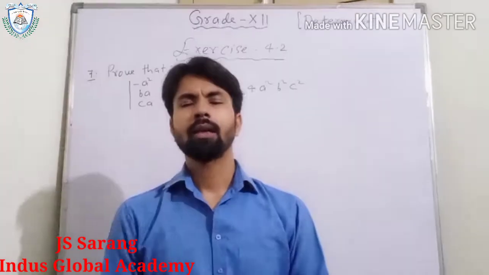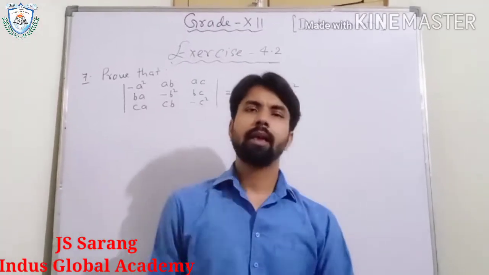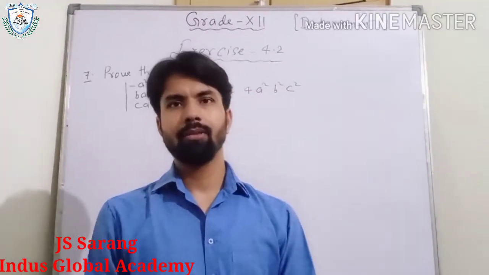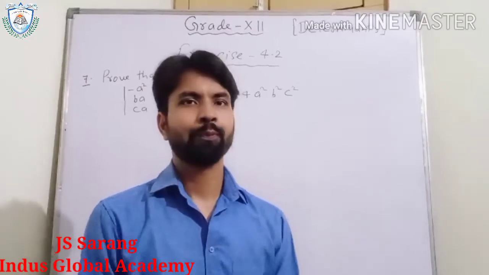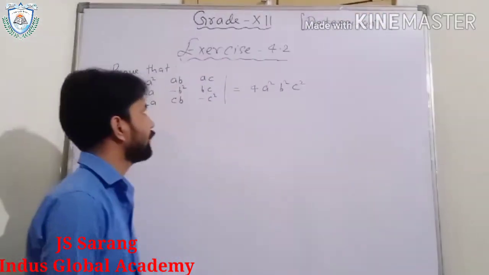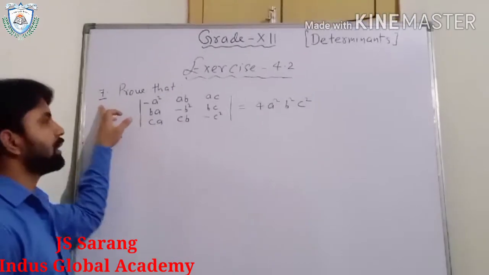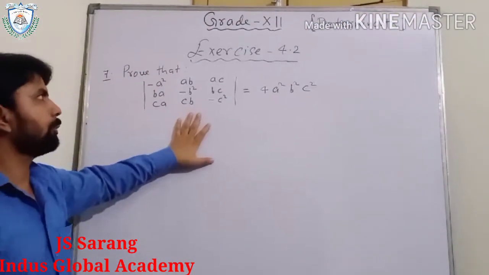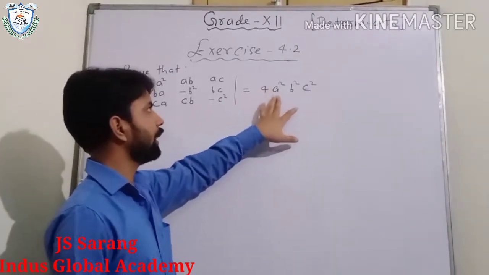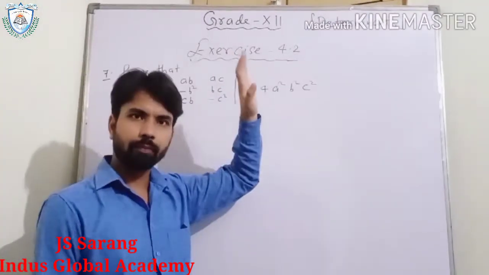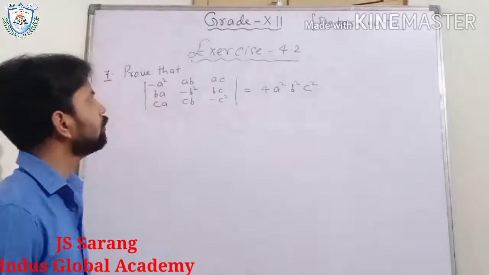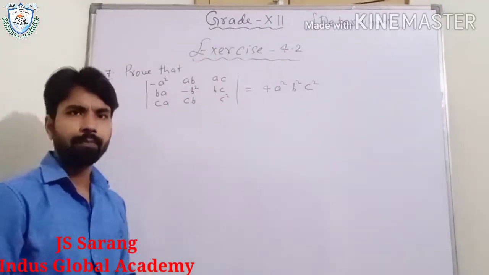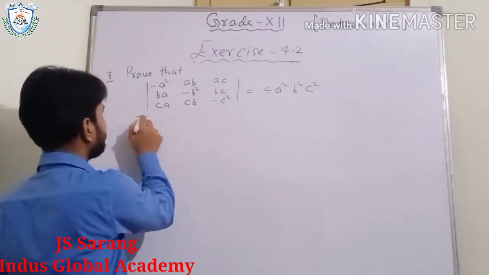So today I will explain the remaining questions of exercise 4.2. Clear? So today I will start from question number 7. Prove that the value of this determinant is equal to 4a square b square c square. Clear? So what we have to do? We have to take the left hand side.